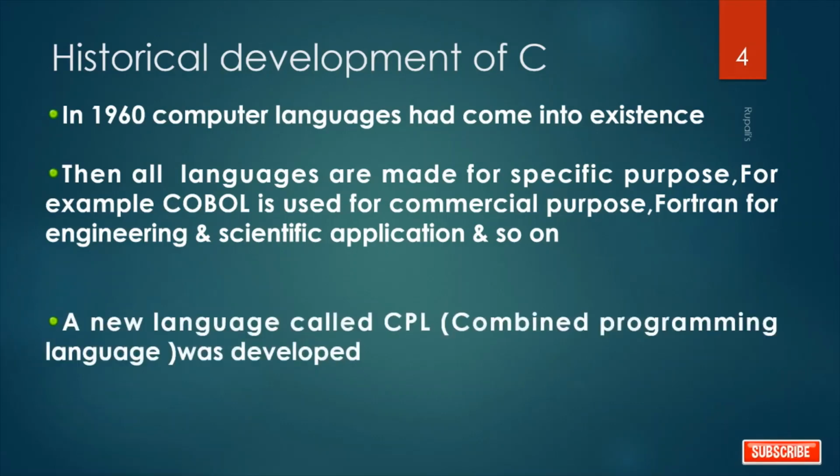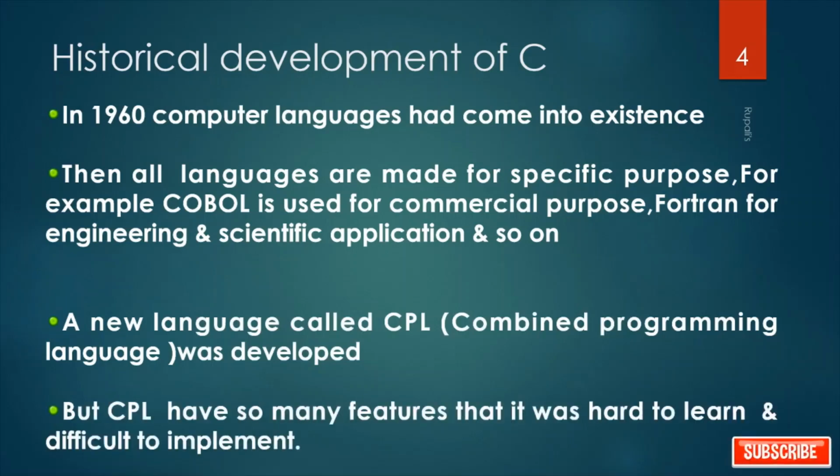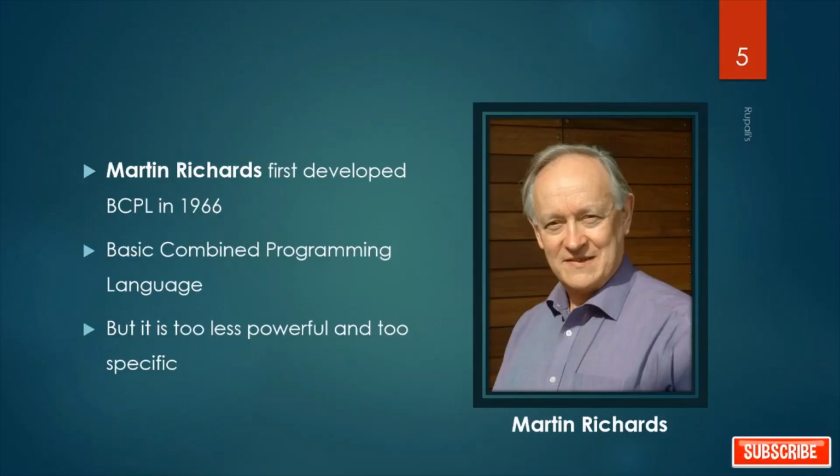Then a new language called CPL, Combined Programming Language, was developed. But CPL had so many features that it was hard to learn and difficult to implement. Martin Richards first developed BCPL, Basic Combined Programming Language, in the year 1966. But BCPL was also too less powerful and too specific.